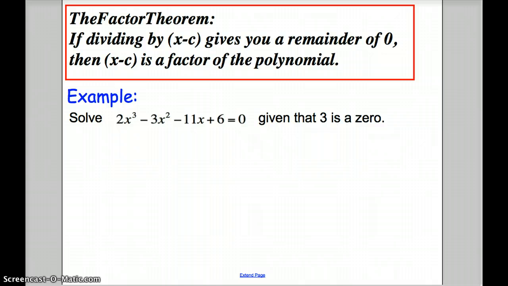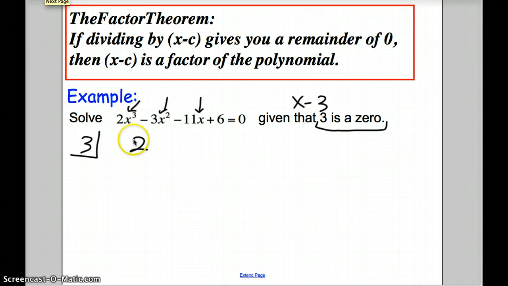So here's the first thing you need to know: if you divide a polynomial by x minus c and you get a remainder of 0, then x minus c is a factor of the polynomial. This remainder of 0 is basically saying I divide evenly. So in this example, if I divide by x minus 3, or 3 in synthetic division, I'm going to get a remainder of 0 because they're claiming that's a solution. It's going to divide evenly, meaning if I plug in 3, I will get 0.